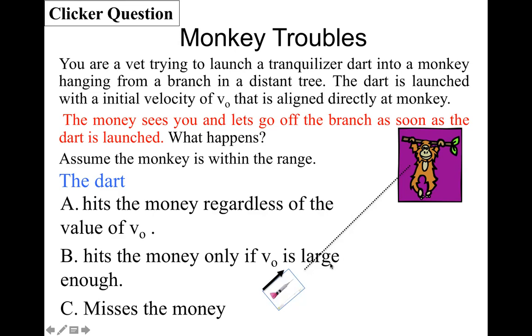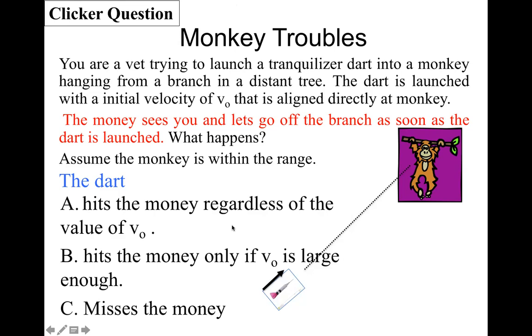All right, I agree. And why would the velocity need to be large enough in order to hit the monkey? Do you think the choice is B? Well, I was debating between A and B, but I chose B because if the dart ends up where I'm looking, then if it took too much time, the monkey would be gone basically.